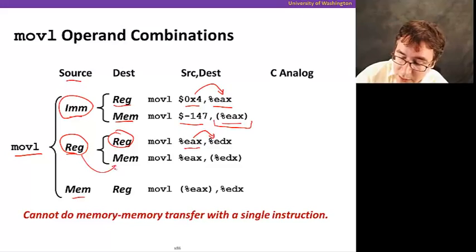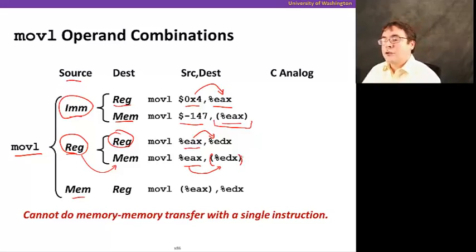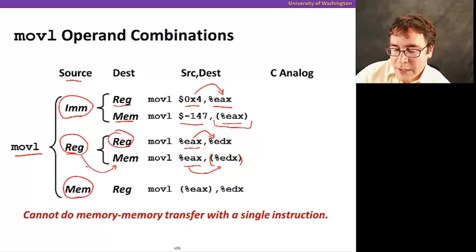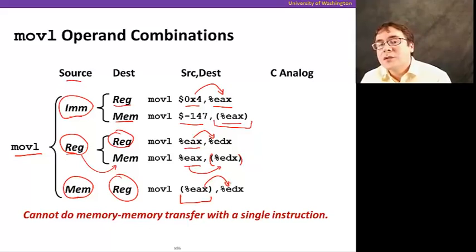Now we can go from register to memory. For example, we can get the contents of EAX and store it into, remember this is in parentheses, the memory location specified by the address stored in register EDX. Finally, we could have memory as a source operand and a register as a destination operand. This is a type of load: you're loading memory data into a register. Here we're going to get the contents of the location specified by register EAX and store it in register EDX.